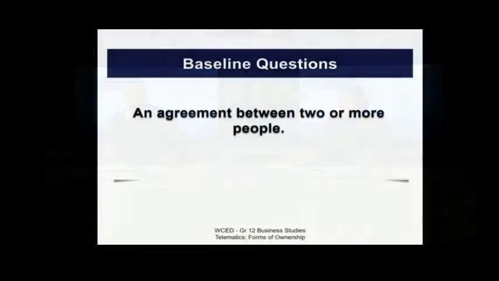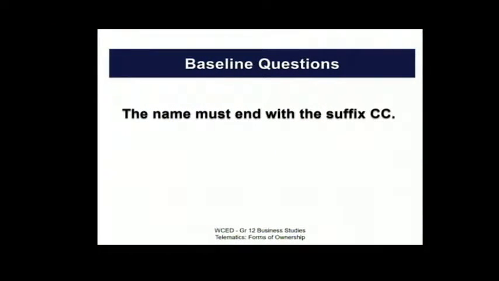Let's see, can we take the next one quickly? Yep. Okay, there is partnership. Aha. Then the name must end with the suffix CC. Let's see the name of this form of ownership. Okay, they're typing. While they are typing, Port St. John's High says something, but I think this is a delayed answer because it's a previous one. The name must end with the suffix CC. Who do we have here? Okay, Masikanise, we also got a delayed answer.